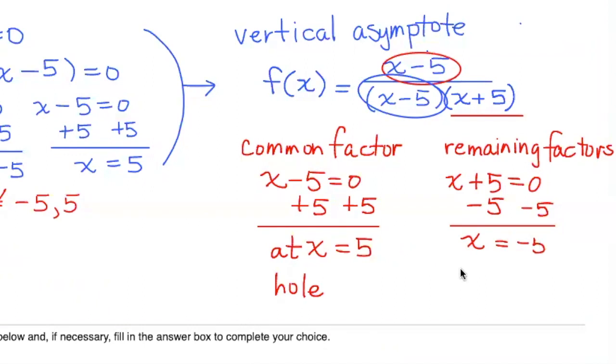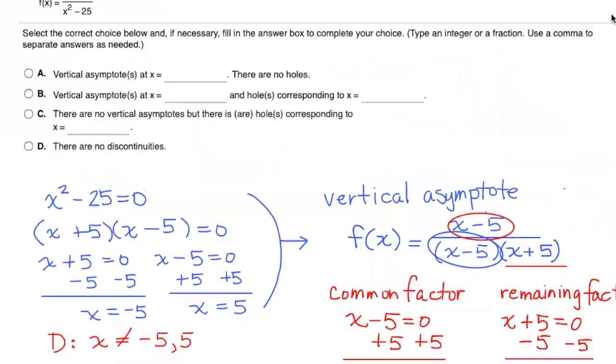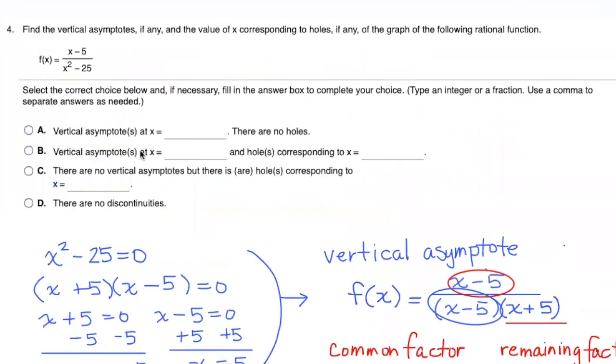of the vertical asymptote. So if we go back and look at our choices for this question, we do have a vertical asymptote, and we have a hole in the graph. So the correct choice would be B. My vertical asymptote is at x equals negative 5, and there's a hole at x equals positive 5.